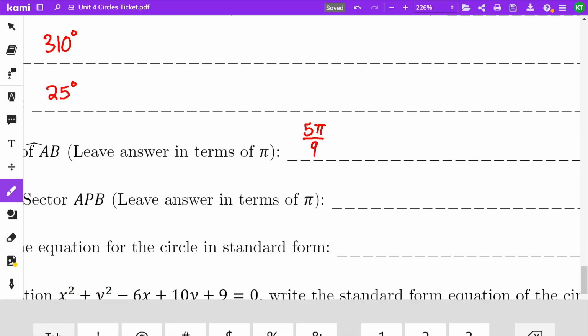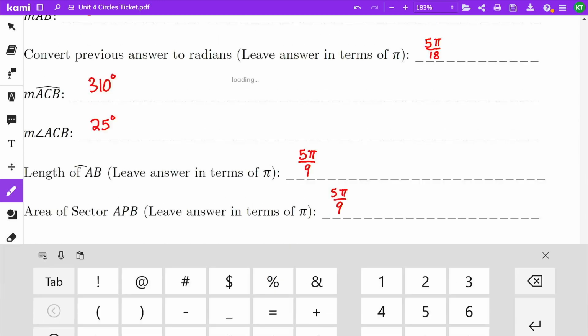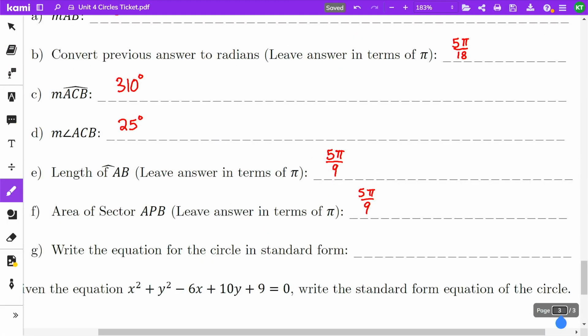So, 5 pi over 9 is both my length of arc AB and the area of the sector APB. No, that will not always be the case. It just conveniently happened to be that way for this question.